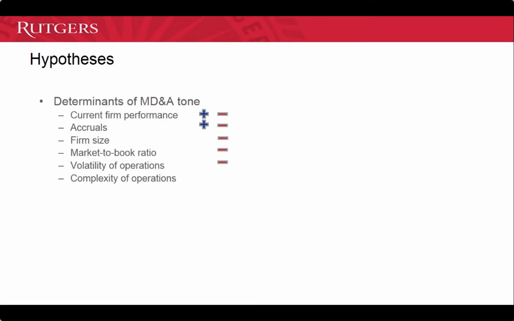Nothing else for that one. He doesn't make a guess here. So he just says some firms are complex, and this is how I'm measuring it. But he doesn't really guess. So I just said plus or minus. He doesn't know. Firm age, he says negative. I guess he's equating firm age with market to book ratio, with growth potential and investment opportunities. Okay, negative.